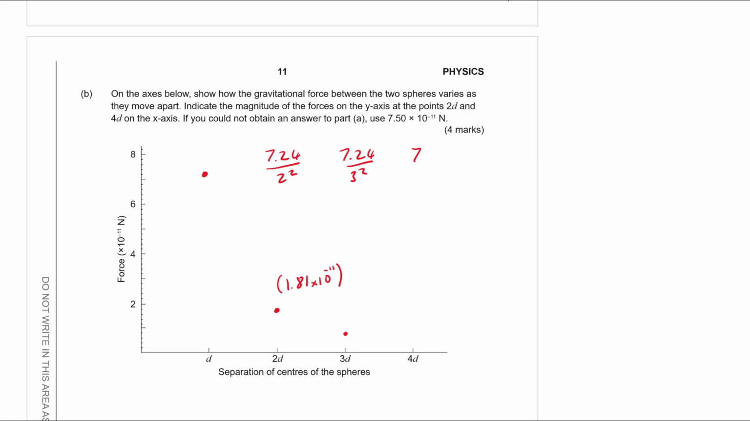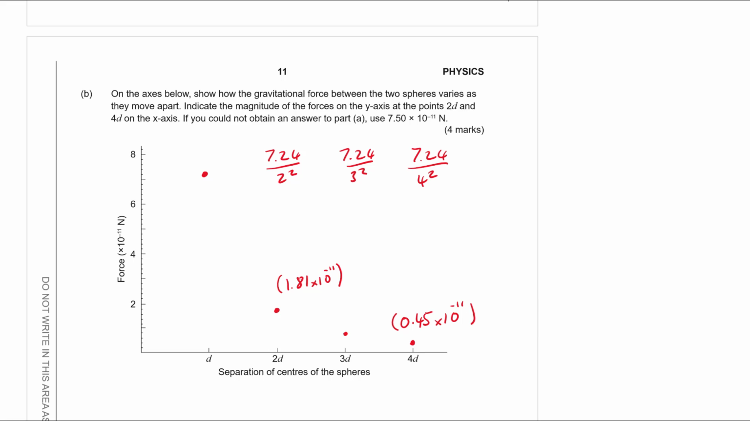For 4D, it's going to be 7.24 over 4 squared, and you'll end up with 0.45, so you're looking at something about here. Again, you need to specify what that value is so that the marker knows that you've calculated it, and you're not just guessing.